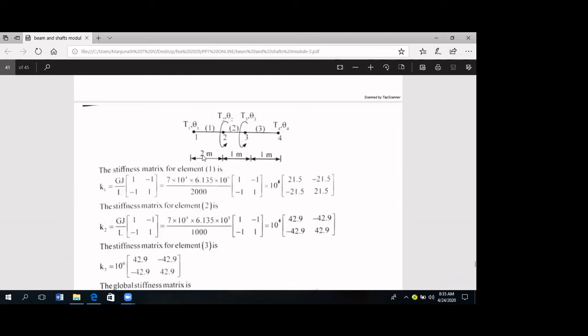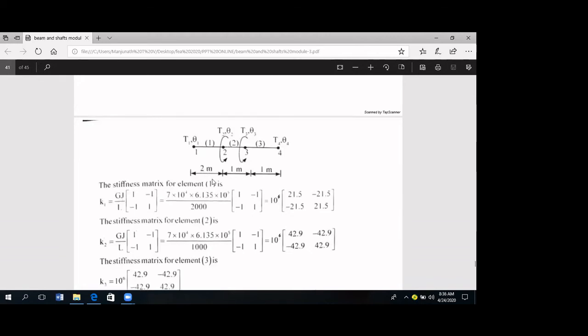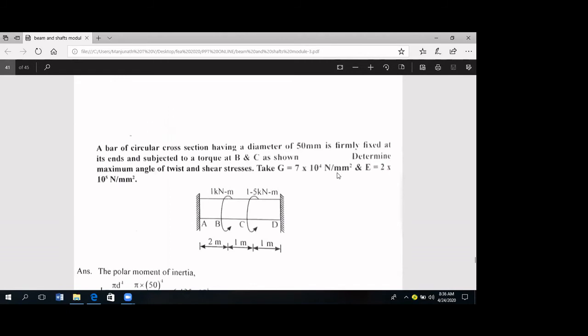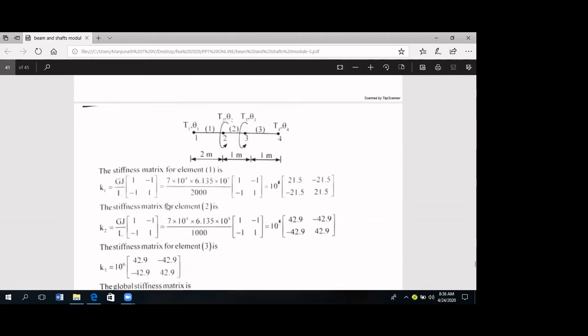For the first element, the element length is 2 meter as given. G is given in Newton per millimeter square, so convert the length into millimeter: 2 meter is equal to 2000 millimeter. As you substitute all these values, GJ and Le1, you are going to get 21.5 into 10 to the power of 6. Keep 10 to the power of 6 outside the matrix, and multiplying, you get 21.5, -21.5, -21.5, 21.5.